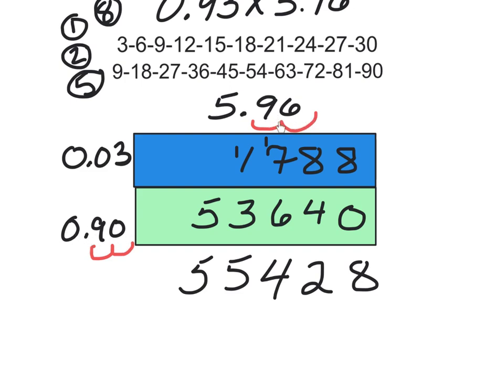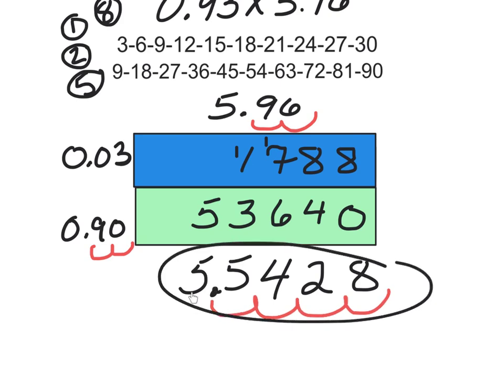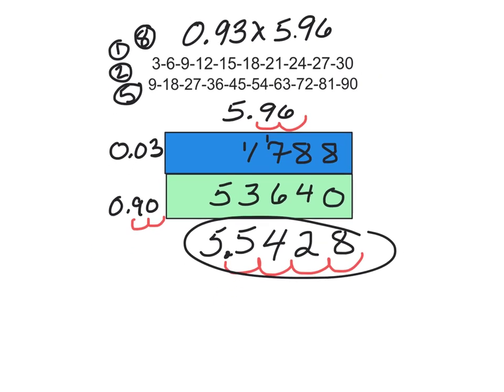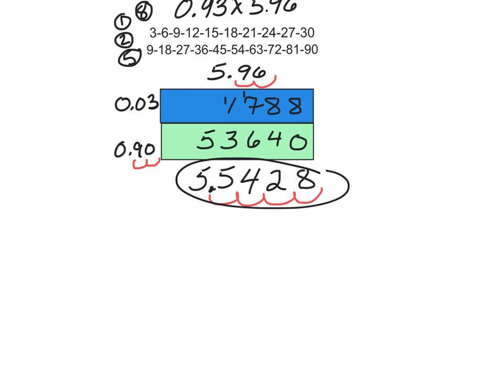So here we go. I got 1, 2, 3, and 4. So I'm going to come over here and go 1, 2, 3, and 4. And my decimal is going to go right there. So my answer is 5.5428. Now, this can also be rewritten as this right here. We can go 5 and 5, 4, 2, 8.